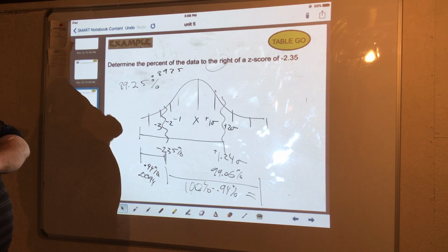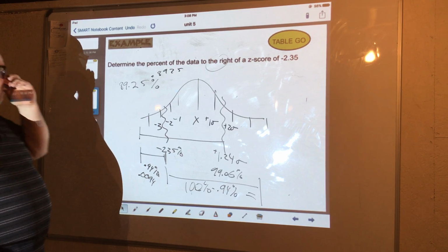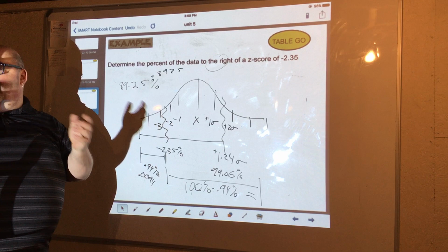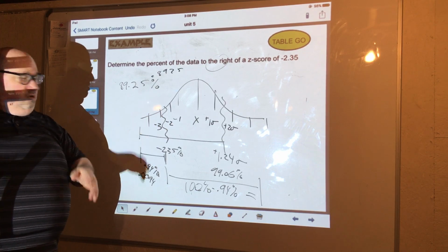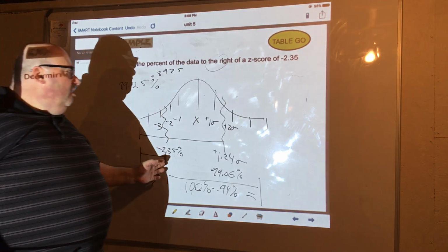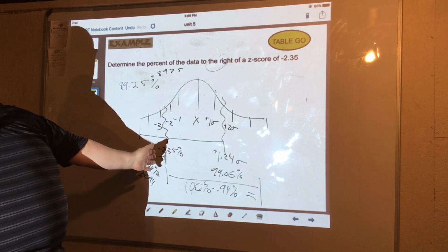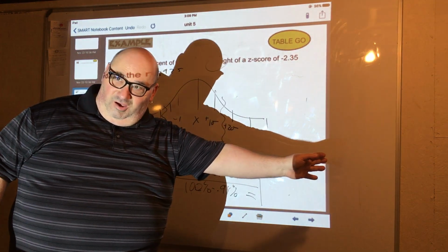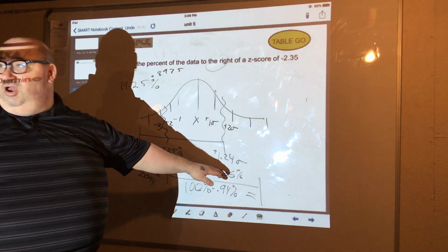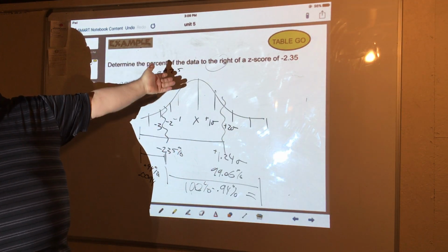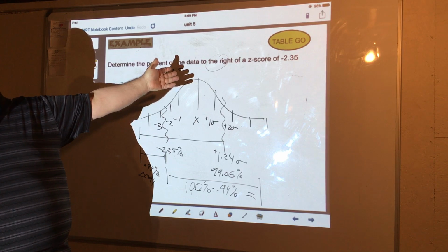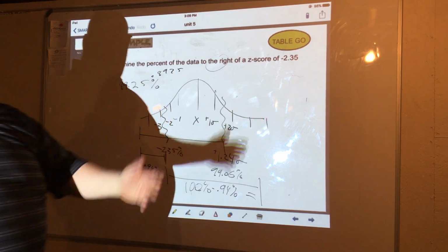Right. Yeah? Yep. Now, why is this important? Remember our car example? How many cars? Well, we want to know how many cars are going faster than a Z-score of negative 2.35. That's this way. 99.06 times the 1,000 cars, right?